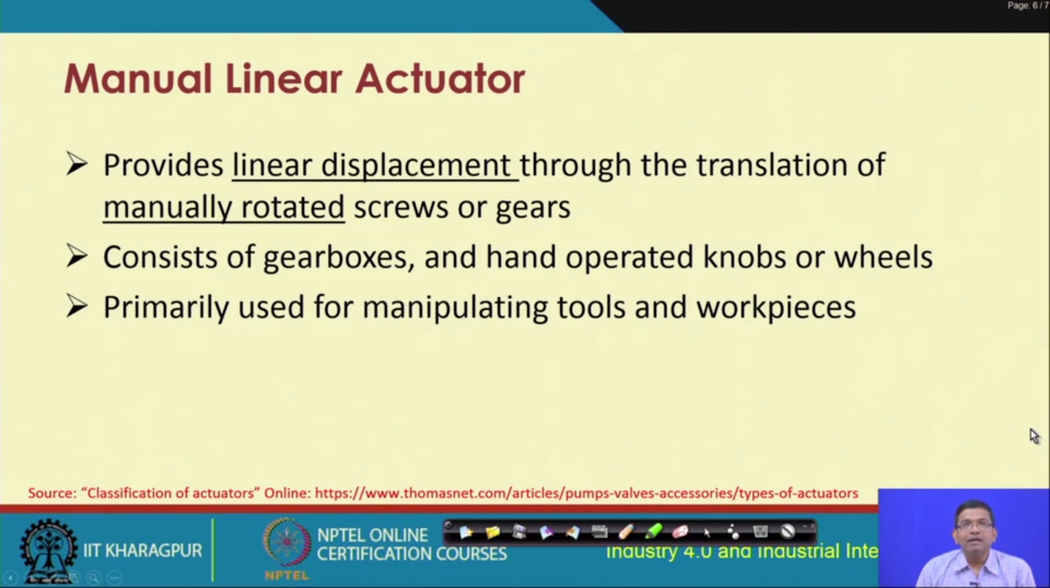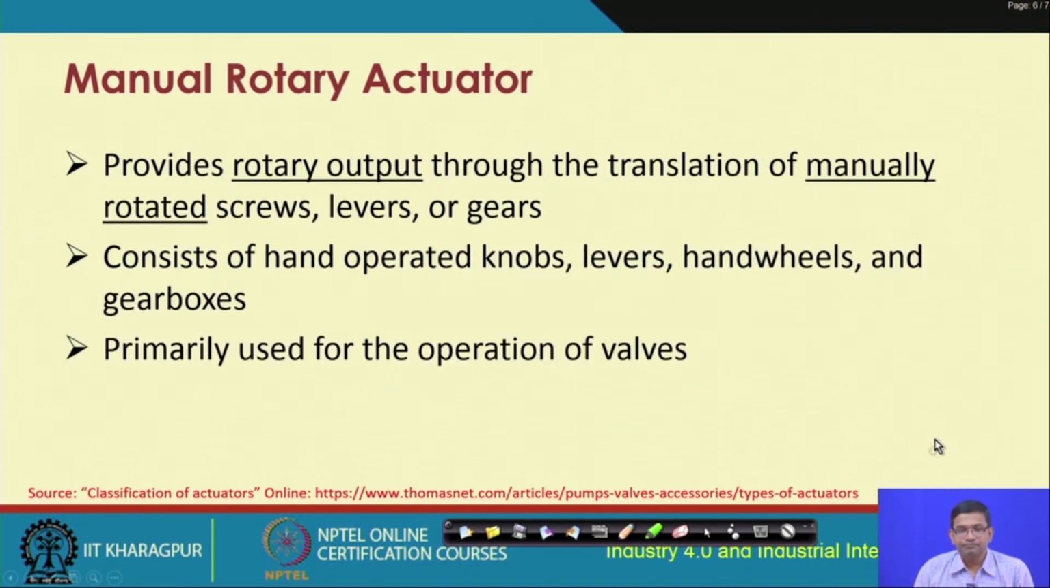Then we have the manual linear actuator, which provides linear displacement through the translation of manually rotated screws or gears. Here it is not automatic, it is manual. Manual rotation is performed on some screws or gears, and consequently there is some linear displacement. These could be found in gearboxes, hand operated knobs, wheels, etcetera, and are primarily used for manipulating tools and work pieces. Then you have the manual rotary actuators, which provide rotary output through the translation of manually rotated screws, levers or gears, and these are primarily used for the operation of valves.